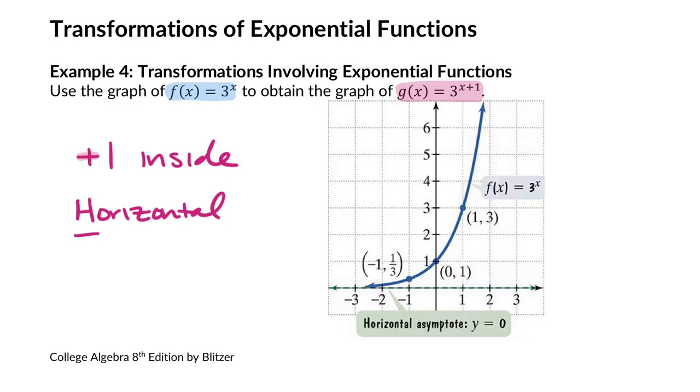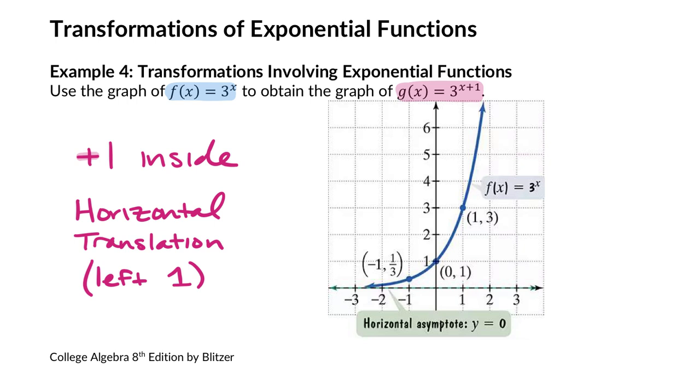This is a horizontal translation, which means I'm going to be shifting the graph left and right. And since I see plus 1 inside, that means I'm moving this graph to the left 1 unit. So all I have to do is take all of the input values and move them to the left 1 unit. What's nice about this is I have all of these coordinate points already listed for me, these 3, that I can just move around.